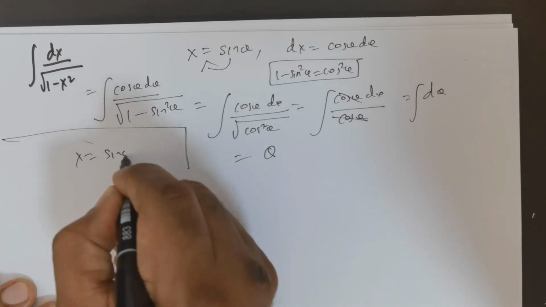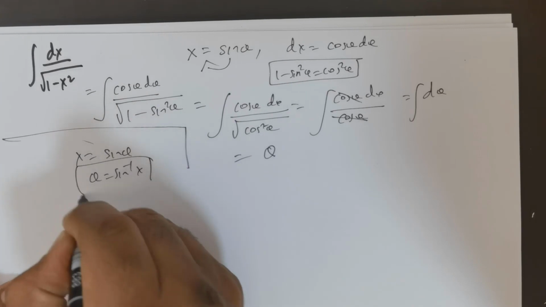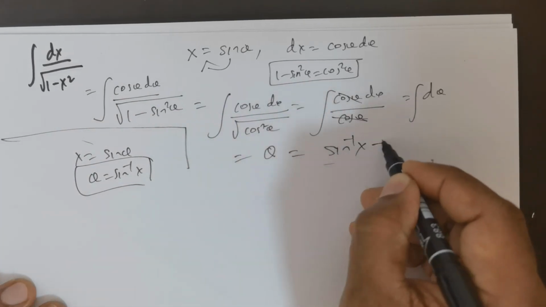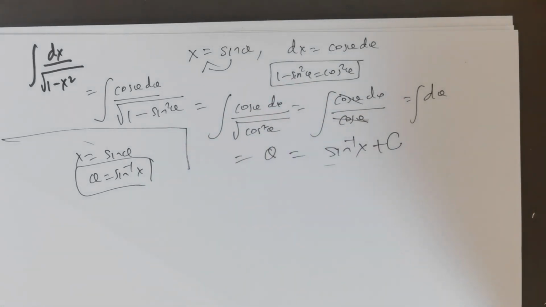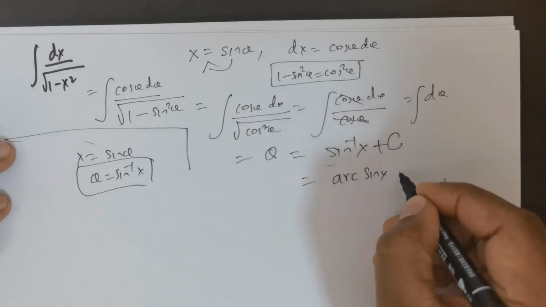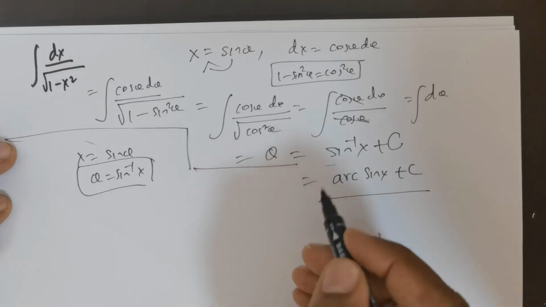x is equal to sine theta. Therefore theta is going to be sine inverse of x. So this is going to be sine inverse of x, plus, since we are dealing with an indefinite integral, we need to place c. Now this sine inverse is also written as arc sine x plus c. So have that in mind, and we have a very important result.